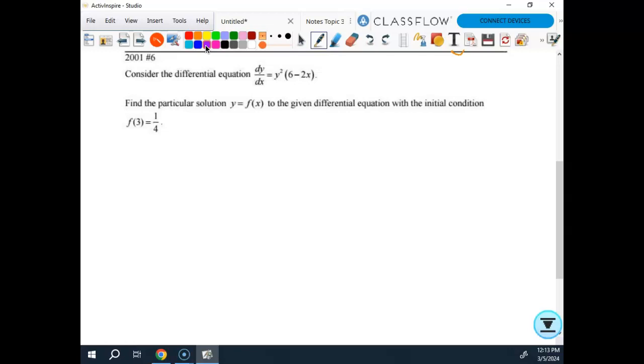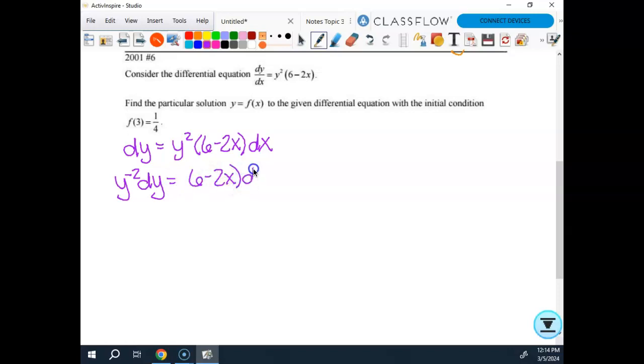Okay, so we're going to consider this differential equation. What's step 1? Separate. So that means dy would be equal to y squared times (6 minus 2x) dx. When I divide this over here, I'm going to get 1 over y squared, but that's y to the negative 2. I'm just going to go ahead and write that. If you have 1 over y squared, totally fine. (6 minus 2x) dx.